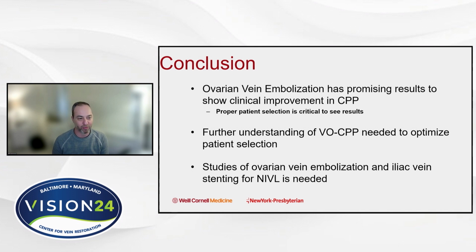And so then we need to finalize all of this with combinations of OVE and iliac vein stenting, as you've heard, for nibbles. And where is this going to take us, and how do we combine these strategies for treatment?